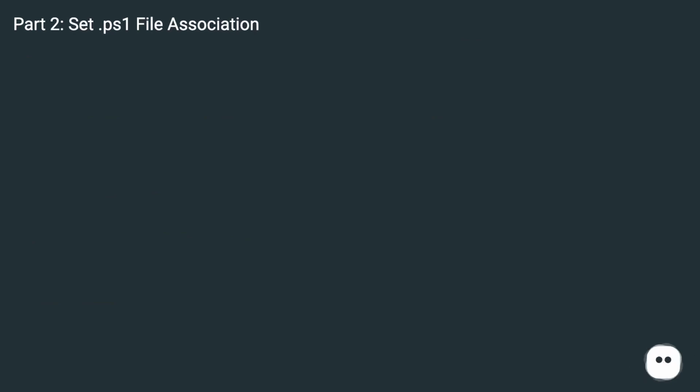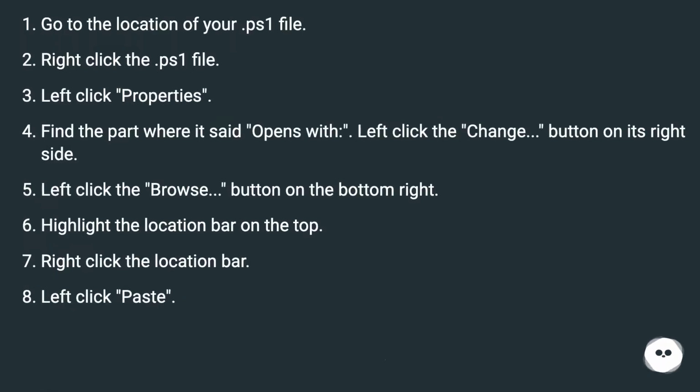Part 2, set PS1 file association. Go to the location of your PS1 file. Right-click the PS1 file, left-click Properties, find the part where it says Opens with. Left-click the Change button on its right side, left-click the Browse button on the bottom right, highlight the location bar on the top, right-click the location bar, left-click Paste.